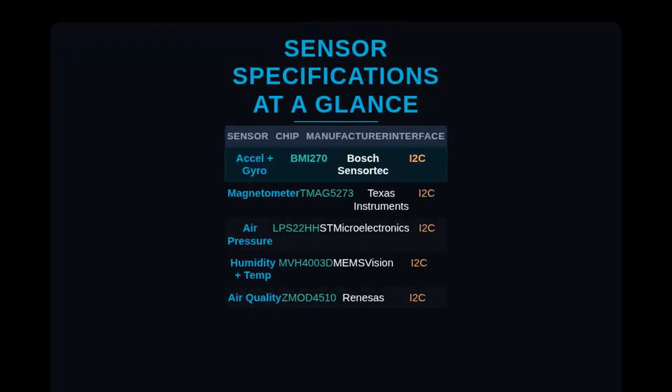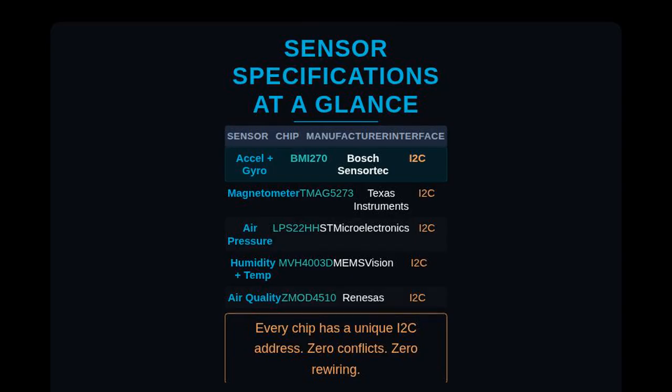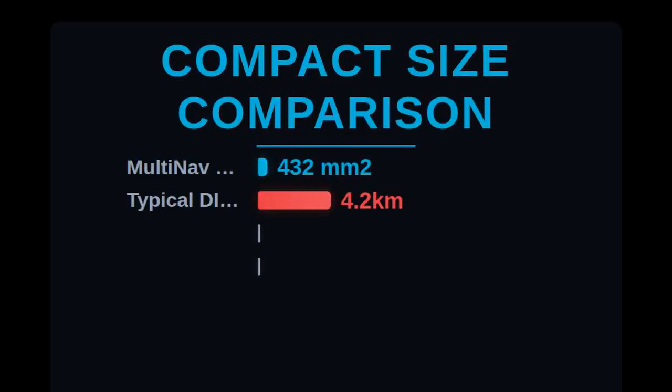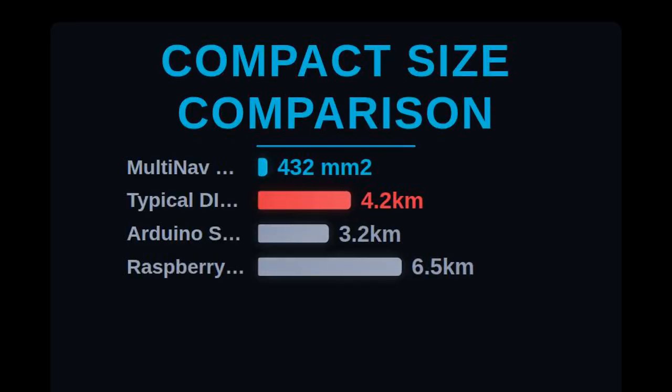Atmospheric pressure is measured by the LPS-22HH from ST Microelectronics, the same sensor family used in professional weather stations and altitude hold flight controllers. Temperature and humidity are captured by the MVH4003D from MEMS-Vision, delivering accurate environmental readings that matter for both data logging and calibrating your other sensors. And air quality, the ZMOD4510 from RNSS, a dedicated outdoor air quality sensor that detects ozone and nitrogen dioxide, the exact data profile needed for environmental monitoring networks.